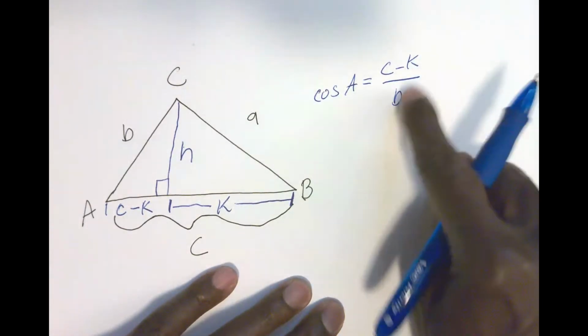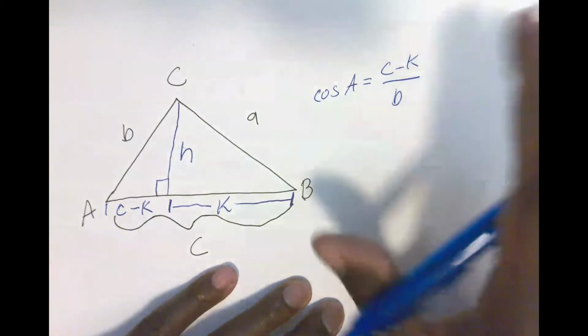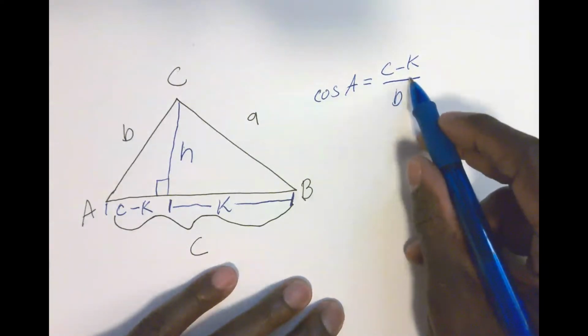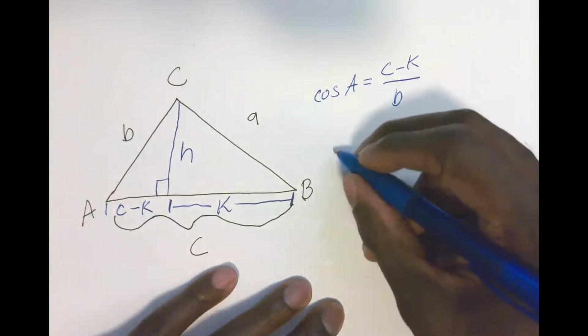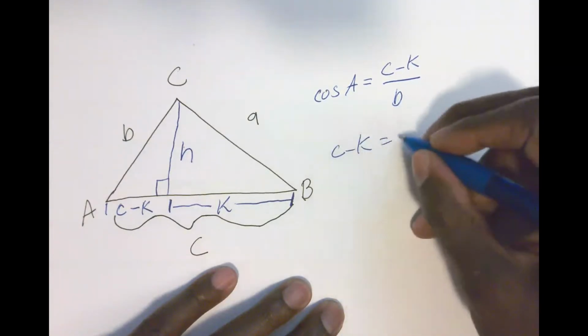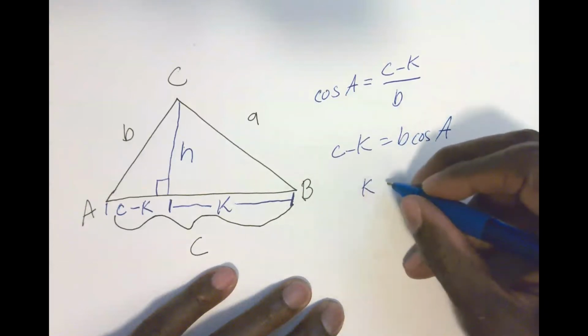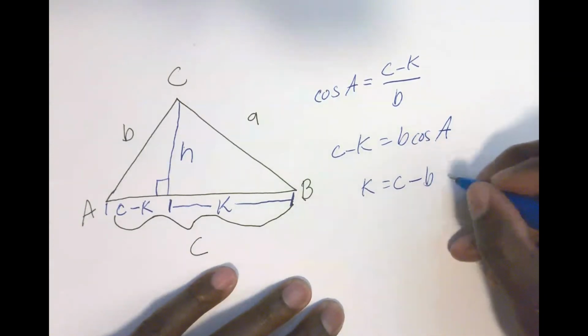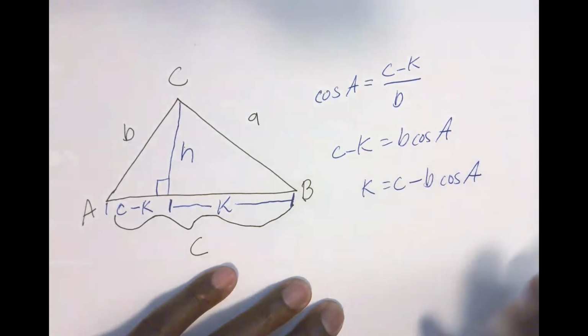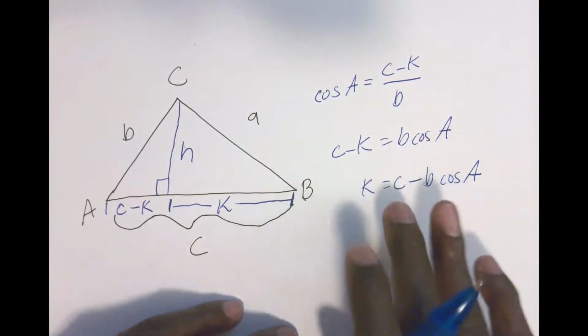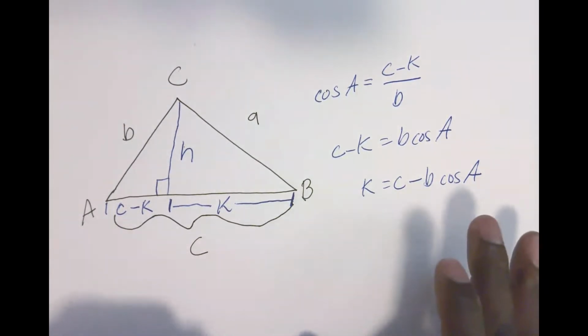Which means if I take this and solve for K, and I'll let you know in a second why I really want to solve for K. If I take this expression and solve for K, C minus K would be B cosine A, which means K would be C minus B cosine A. All right, so that's useful information that we'll use momentarily.